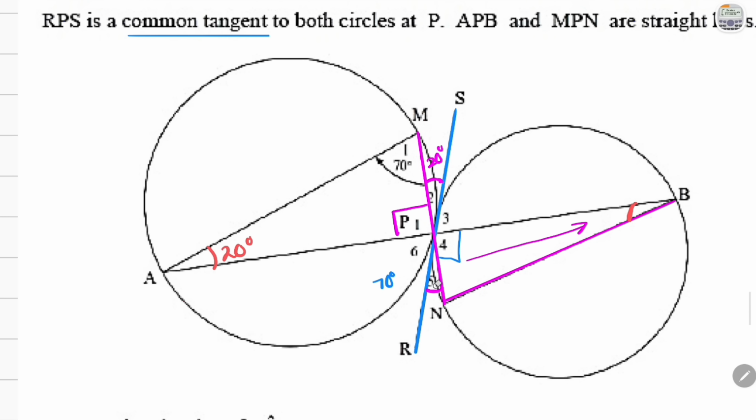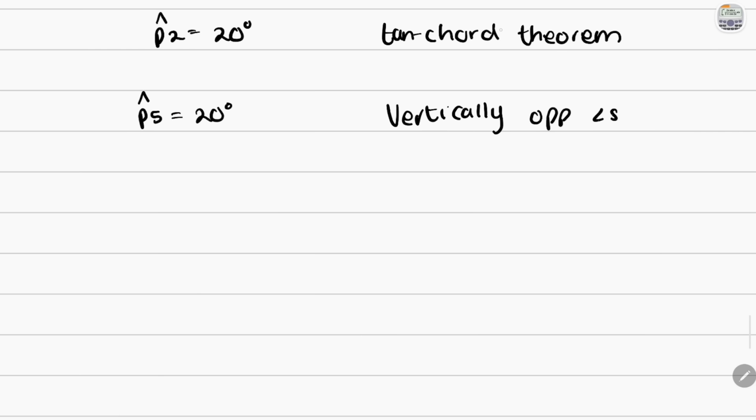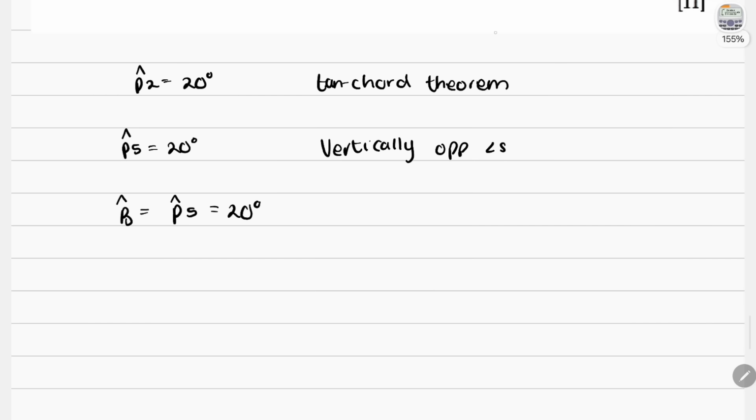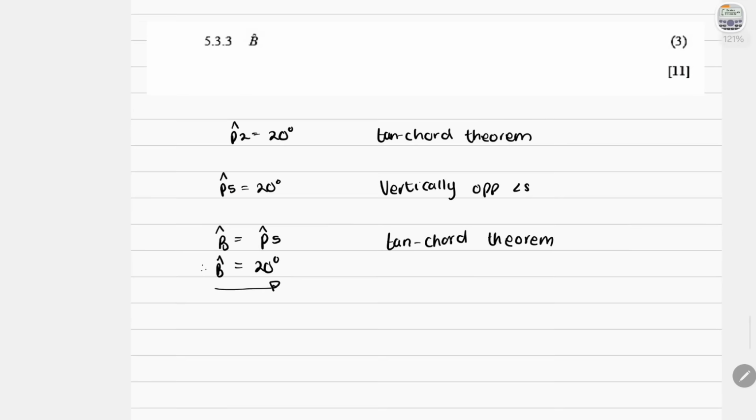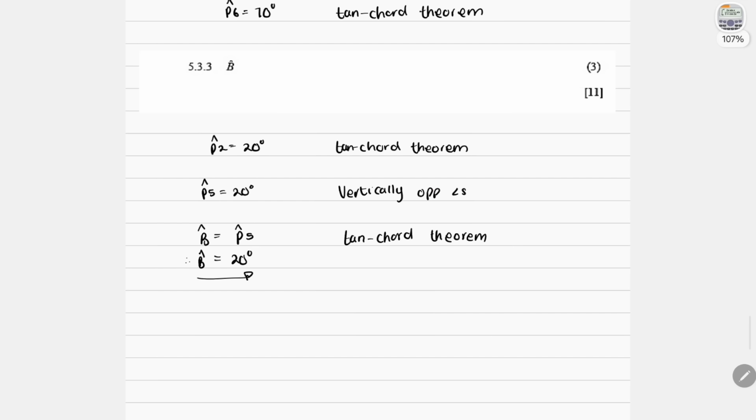So there we go. Angle B is finally equal to angle P5. So I'll just say angle B is equal to angle P5. I think I should have done that earlier, but then it is equal to 20 degrees. So that is because of the tan chord theorem. Okay, angle B equals 20 degrees. And that is our answer. And that is it for question 5.